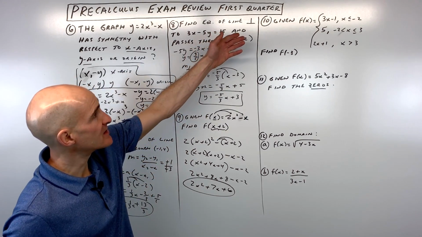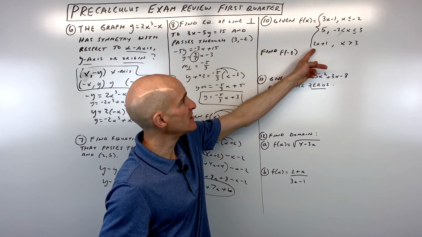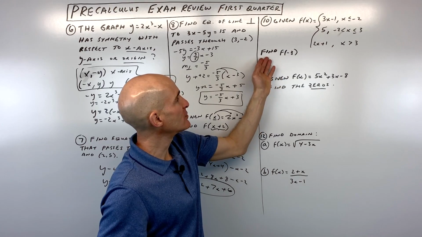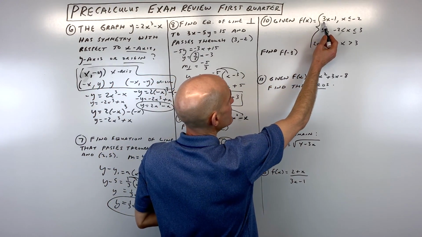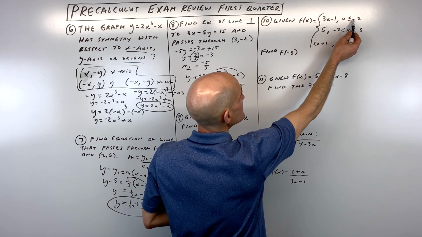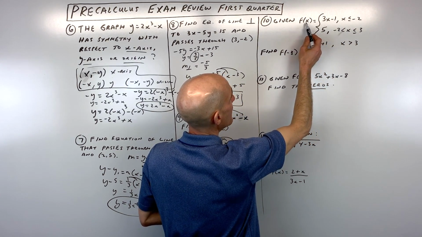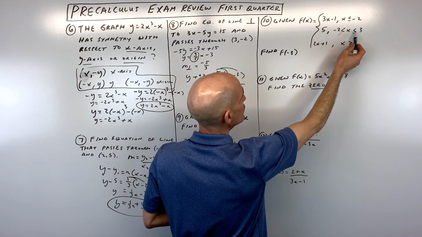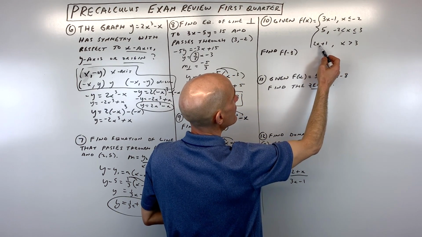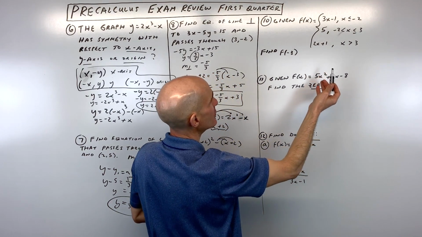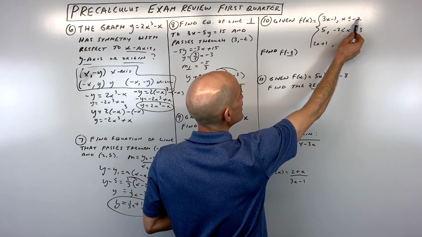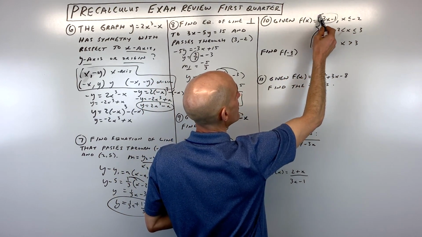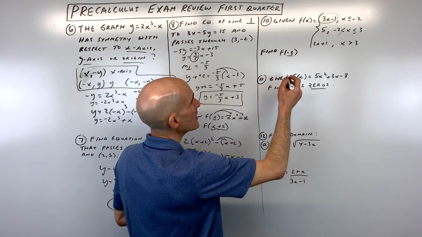For number 10 now, it says, given f of x equals this piecewise function, how would you find f of negative 3? So notice that with piecewise functions, you're on this graph when x is less than or equal to negative 2. You're on this graph, y equals 5, when you're in between negative 2 and 3. And then you're on this graph when x is greater than 3. But when we look at negative 3 here, see how negative 3 is less than or equal to negative 2? That means we're going to be on this part of the piecewise graph.